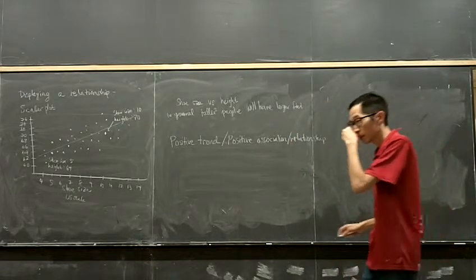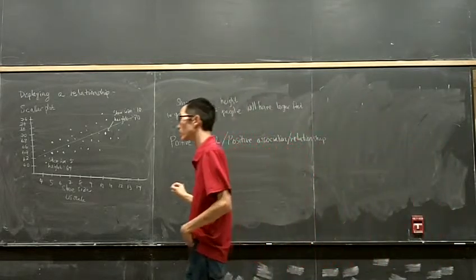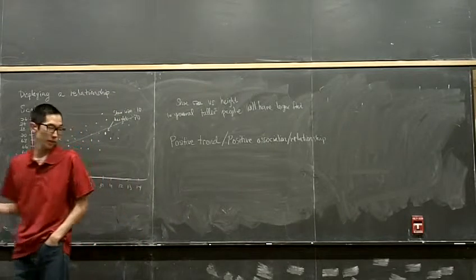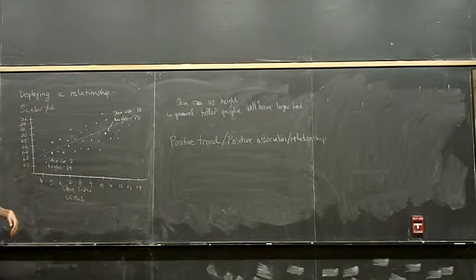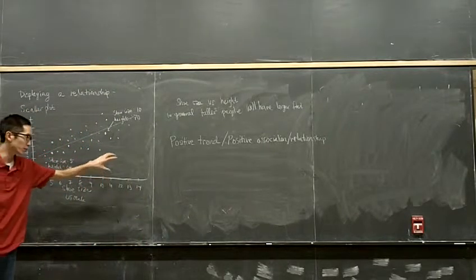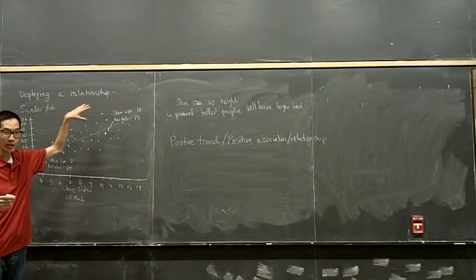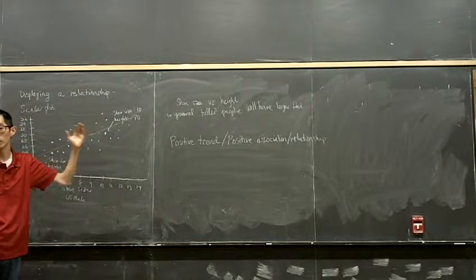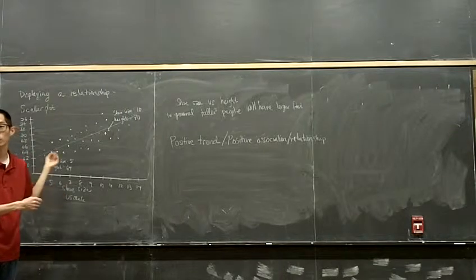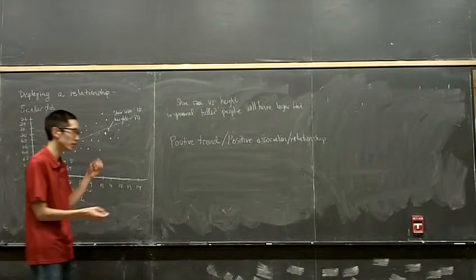What that means is that as one variable increases, larger values of one variable generally correspond to larger values of the other variable, and smaller values of that variable generally correspond to smaller values of the other variable.